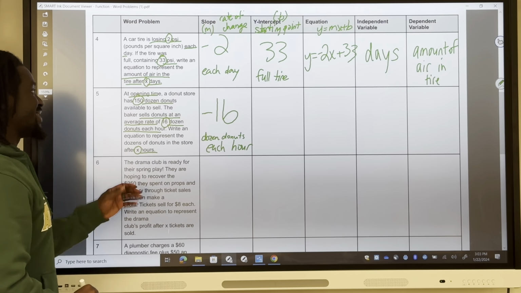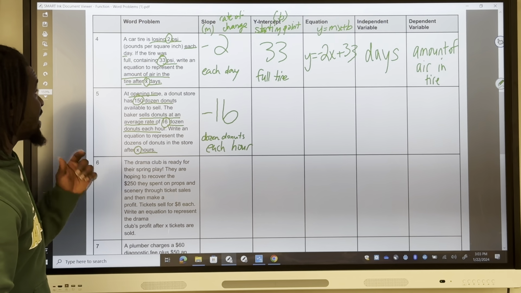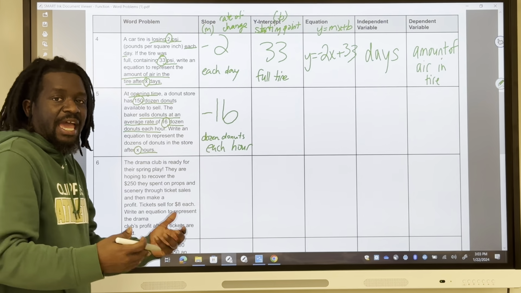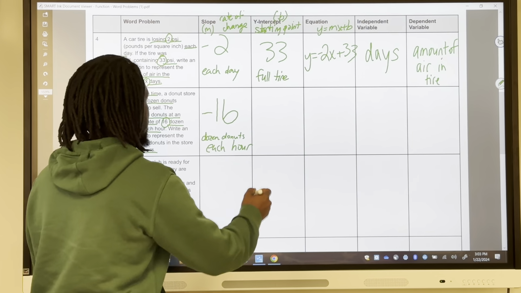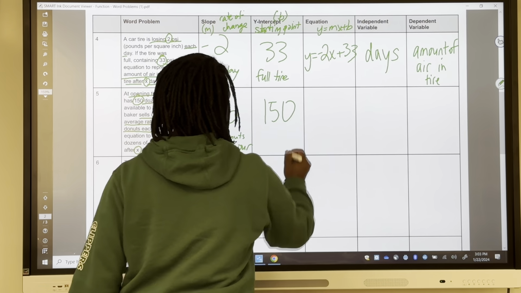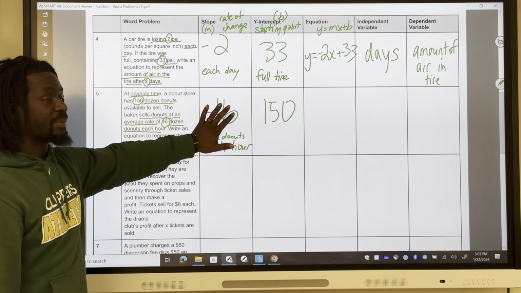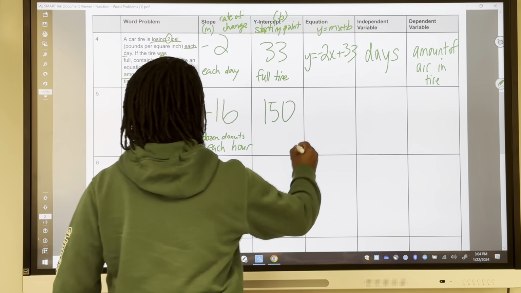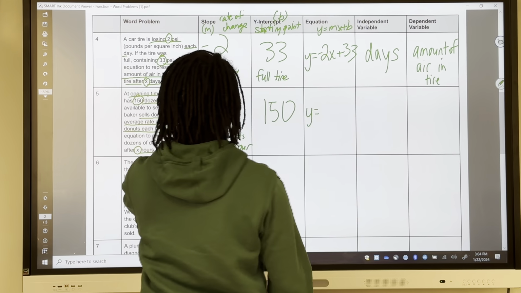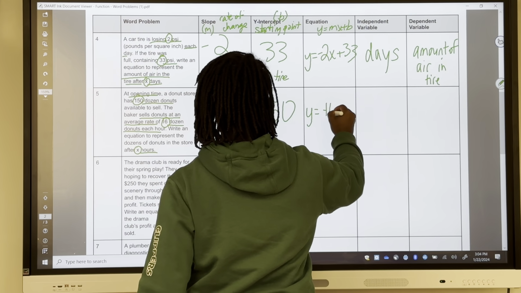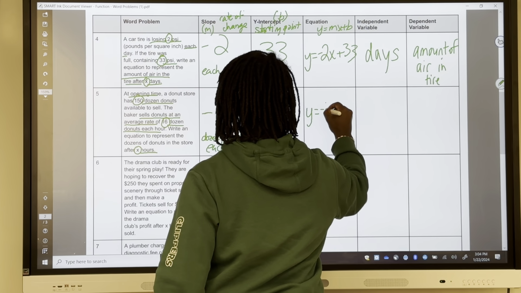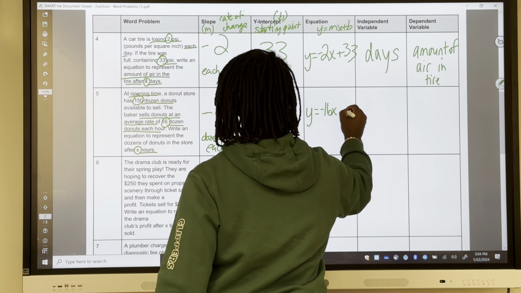Okay, and then the y-intercept is the starting point. How much did they have from the beginning? Well, they had 150 donuts to sell. Okay, so I have my slope, I have my y-intercept. y equals m, negative 16, x plus b, which is 150.